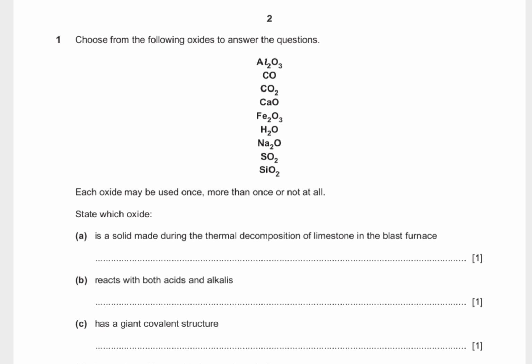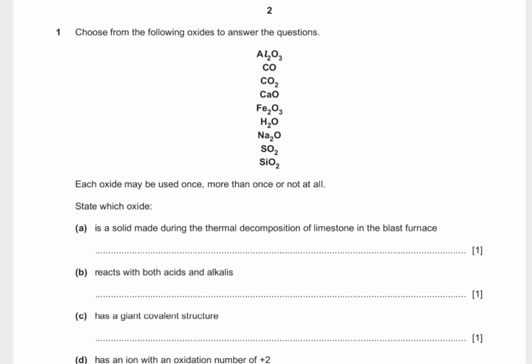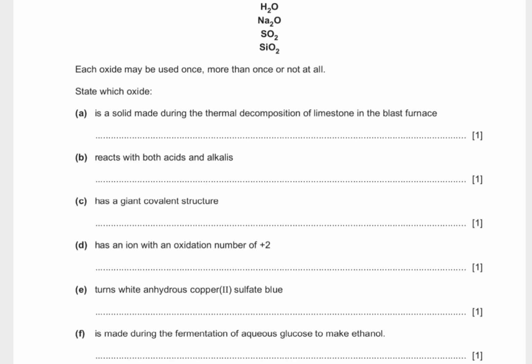It's silica. It's SiO2. Then has an ion with an oxidation number of +2. Let's see it. Aluminium, then carbon, no. Then carbon dioxide, no. Yes, calcium oxide. Then it's iron, no. Hydrogen, no. Sodium, no. Sulfur, no. Silicon, no. So the only one which has +2 oxidation state is calcium, which belongs to 2A group. So calcium oxide is the answer.